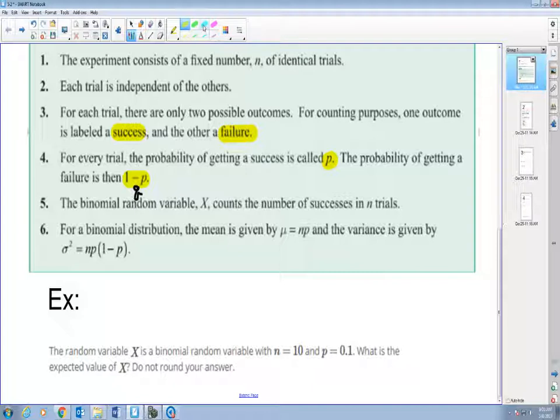To find the mean for a binomial distribution, the mean is always given by n times P: the number of trials times the probability of success. The variance is given by sigma squared, which is n times P times Q, where Q is 1 minus P. And if I want to find the standard deviation of my binomial, that would simply be the square root of n times P times Q.